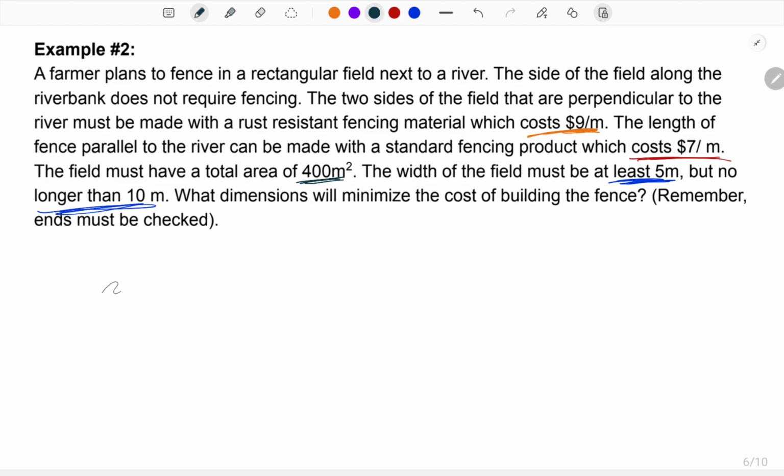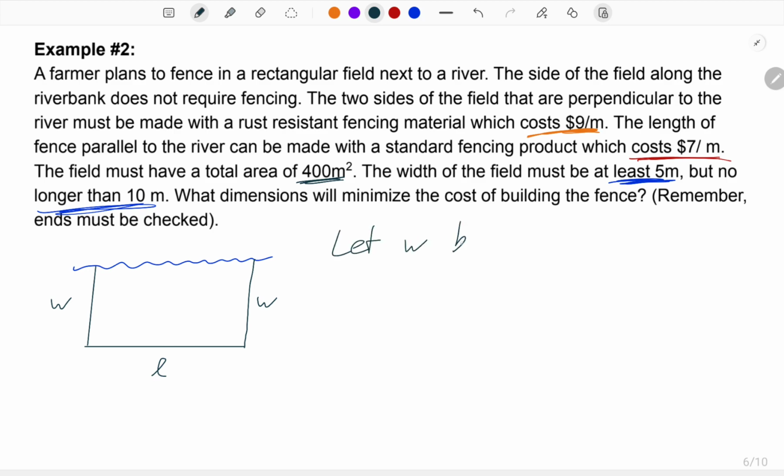So let's draw this out. We're going to have the river along here, and we're going to have a width there. Only if I could draw straight lines. Something like that. Okay, so width, width, and length. So again, always define your variables. Let W be the width of fencing, and let L be the length of fence.